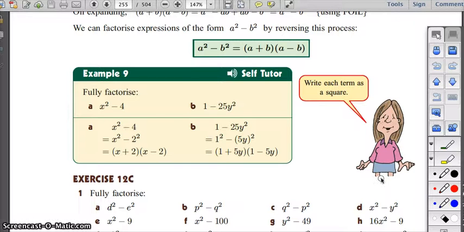Okay, so those that are up to the difference of two squares factorising, can you just pay attention, please?